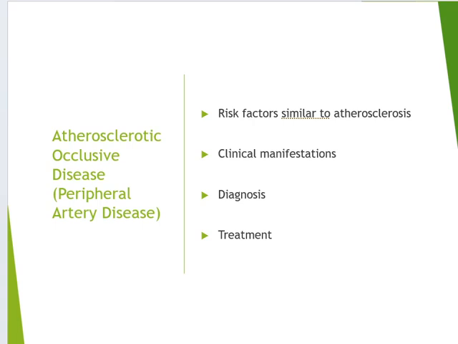But this can also develop slowly over time, where we get plaque buildup and eventually potential occlusion of the vessel. So we call this atherosclerotic occlusive disease, or more commonly, peripheral arterial disease. The risk factors for this are really the same as the risk factors for atherosclerosis, because that is what's causing this atherosclerotic occlusive disease. Clinical manifestations that we see.